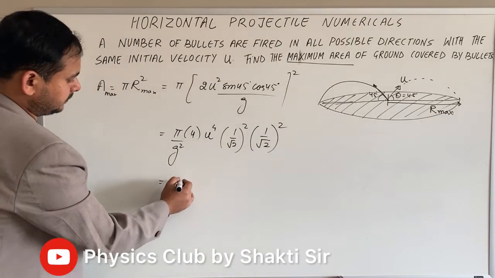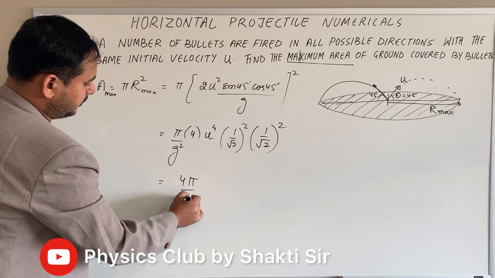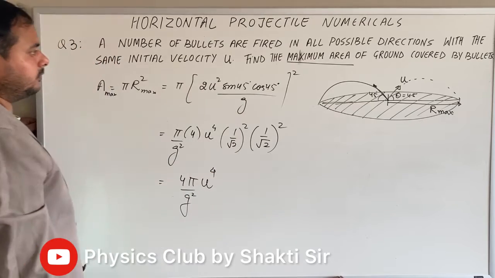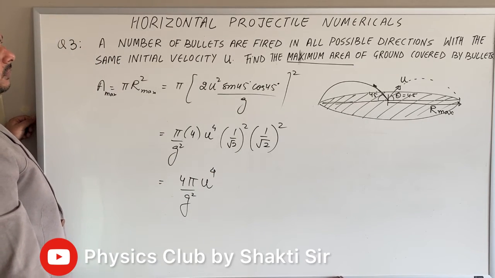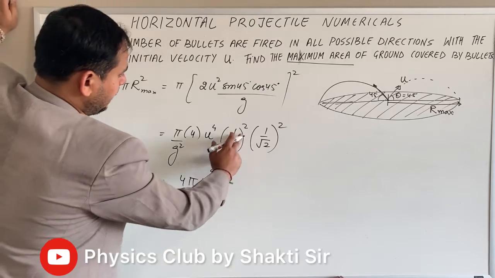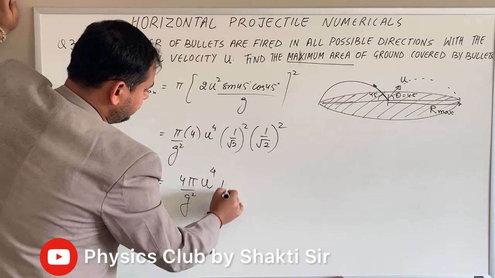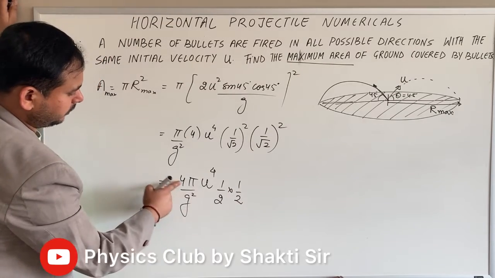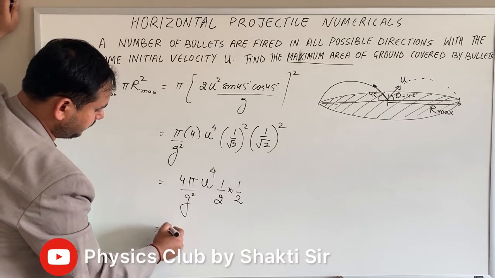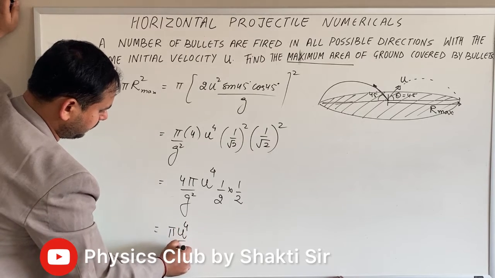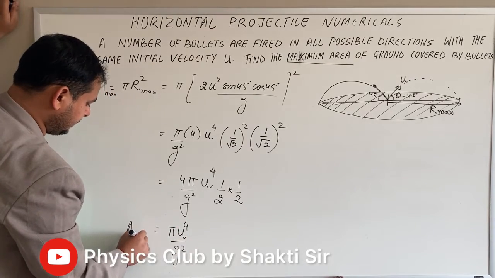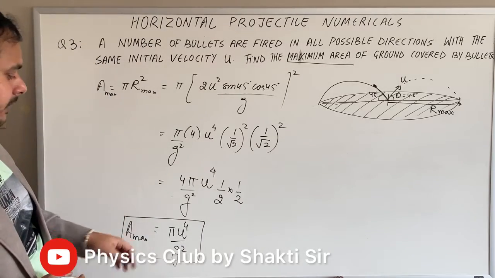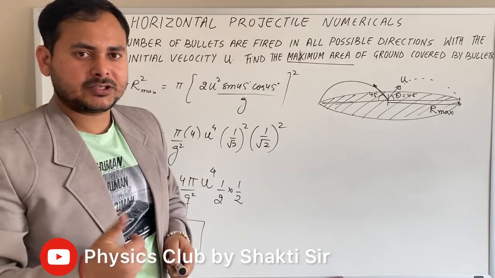We can solve this. 4 pi upon g square u power 4, and this is 1 by 2 multiplied by 1 by 2. This 2 multiplied by 2 comes out to be 4, and the 4s will cancel each other. So pi u power 4 upon g square is the maximum area covered by the bullets. This is our answer. Let's meet in the next numerical.